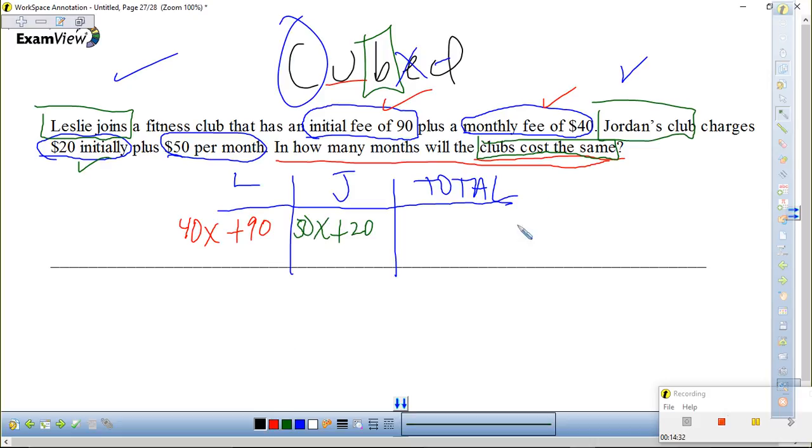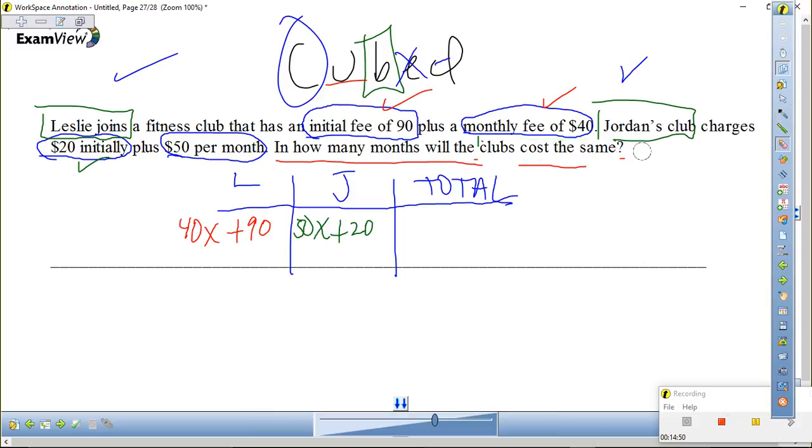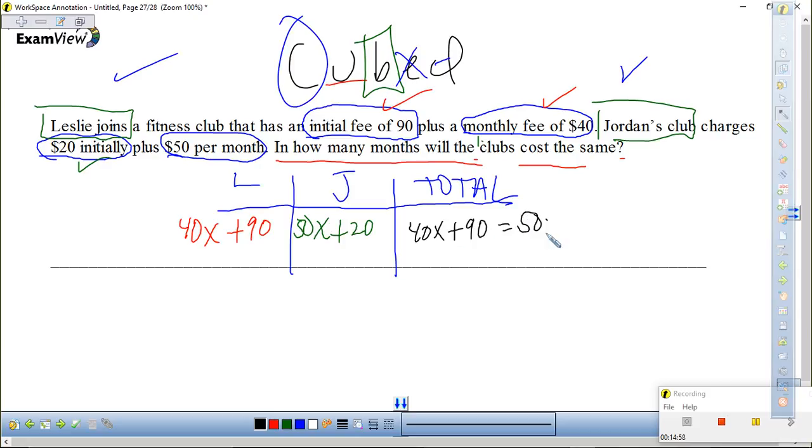What was the key word here at the end? Cost the same. So what does that mean? Tell your neighbor, please. What does that mean? What do we do to these if it says they cost the same? Very good. That you put them equal. 40x plus 90 equals 50x plus 20. And then you solve.